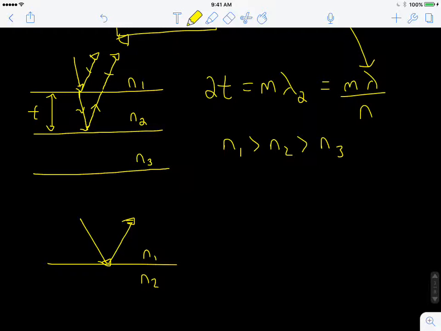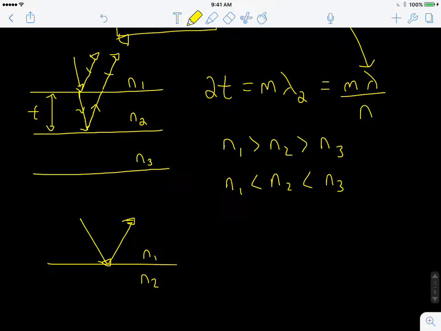So the above equation holds true. But also, just as important, if n1 is less than n2 and it's less than n3, then there are actually two phase shifts. Each one is getting shifted by 180 degrees. And I say each one, the original reflection and the second wave reflection. If they're both shifted by the same amount, once again, that above equation holds true.